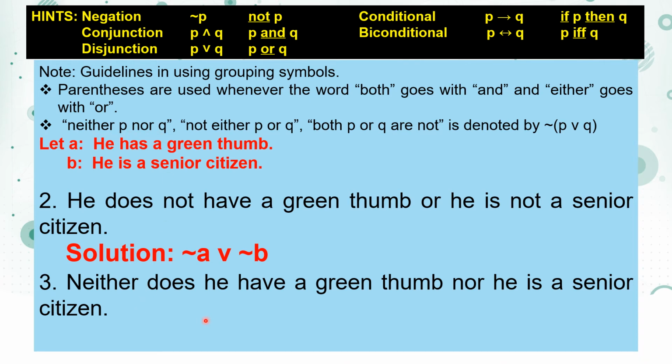Right? So, our mathematical statement will be this. We just replace P and Q with A, B, because the propositions used are A and B. So, we have this symbol. We just replace P and Q with A, B. So, we have now this one.